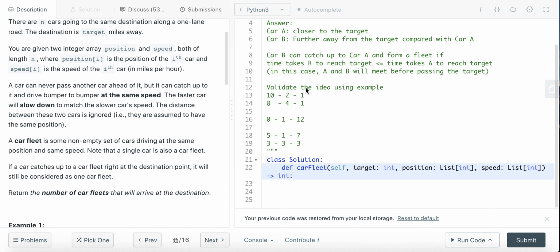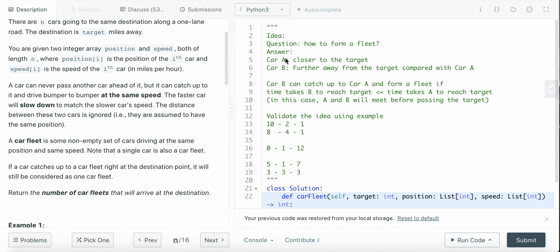So how to solve that? I asked myself the question, how to form a fleet? What is the logic in determining whether or not two cars can form a fleet?